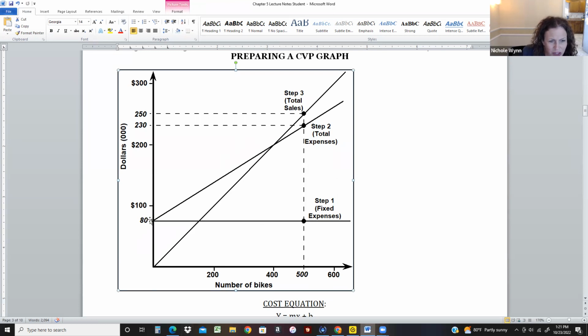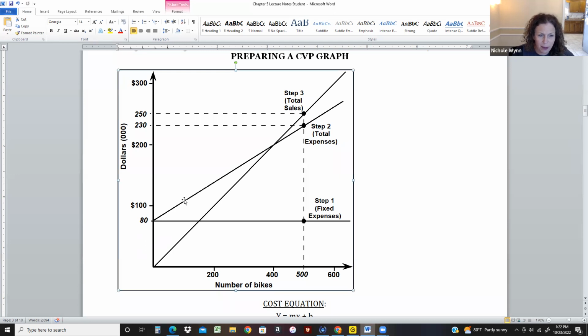This other line is called my cost line, and it starts at 80,000. That's because even if I sell 0 bikes, I still have to pay 80,000. That's my fixed cost, my y-intercept. In y equals mx plus b, that's my b. Diagonally along this line I usually write cost. My revenue line always starts at 0, and my cost line always starts at the fixed cost.